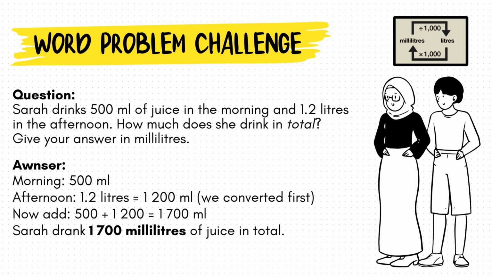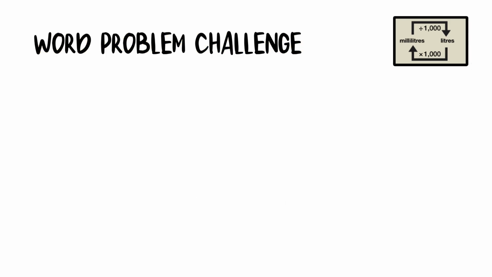Otherwise, you are going to struggle to add and subtract or multiply and divide. So now we can just add. 500 plus 1200 equals 1700 milliliters. So Sarah drank 1700 milliliters of juice in total. And you see the word total again. There's my keyword. That's how I knew I had to plus. I had to do addition.